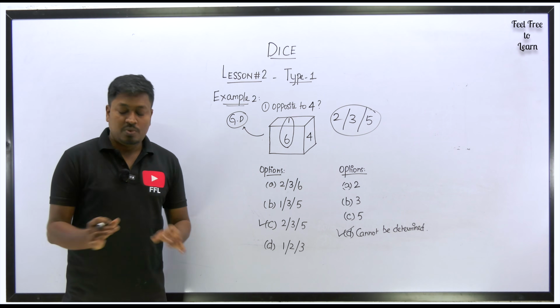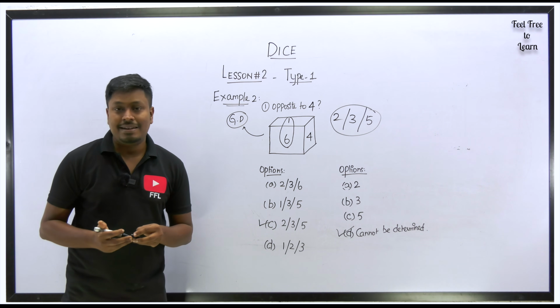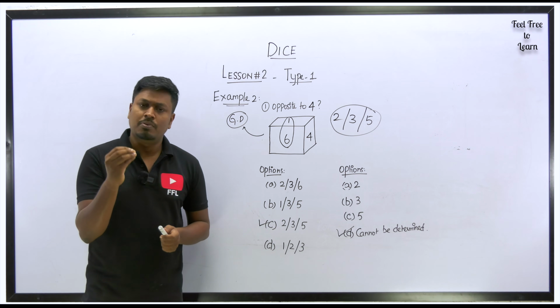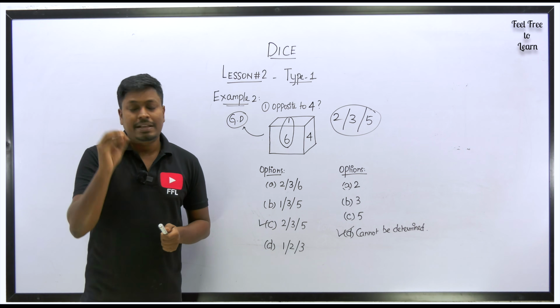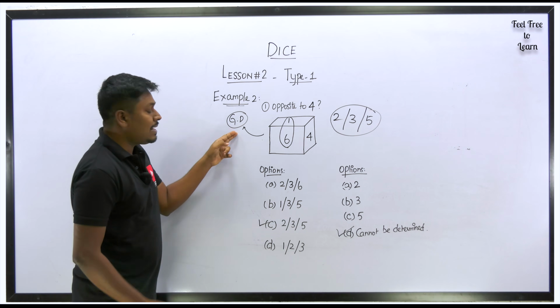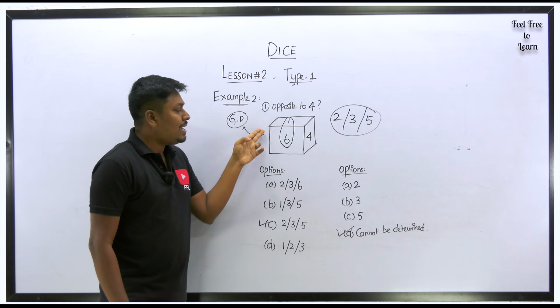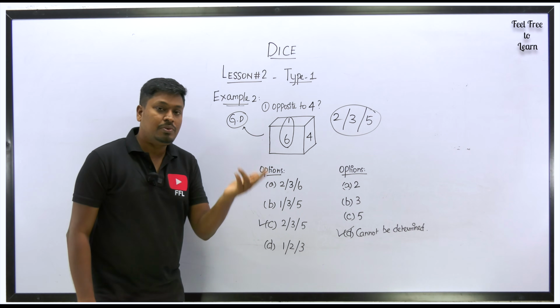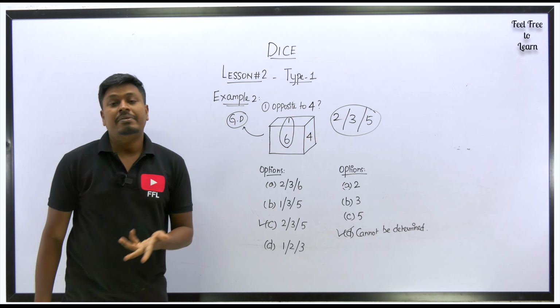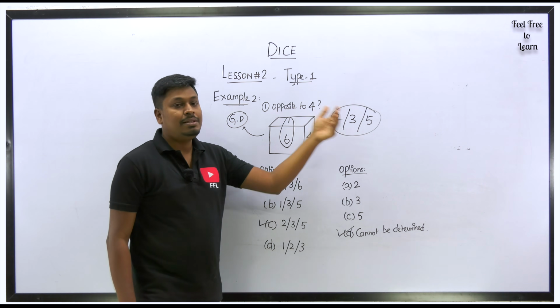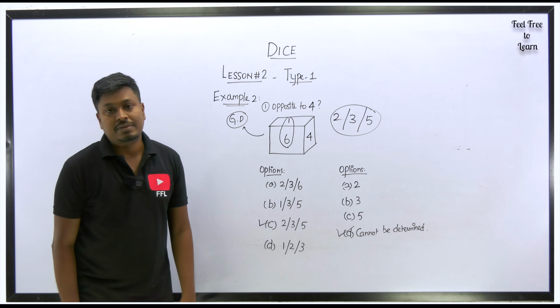Understood or not, friends? So always remember that if it is a standard dice, finding an answer is easy. Most of the time you will get a definite answer. But if it is a general dice, you can't predict, because opposite to 4 can be any number. It can be 2, or it can be 3, or it can be 5. So that's the reason we are saying that opposite to 4 can be 2, 3, 5. Got it or not, friends?